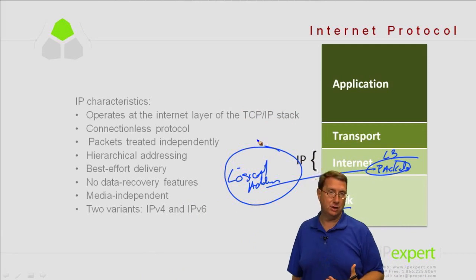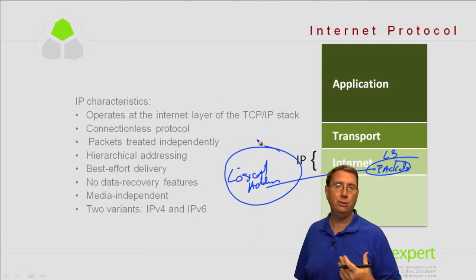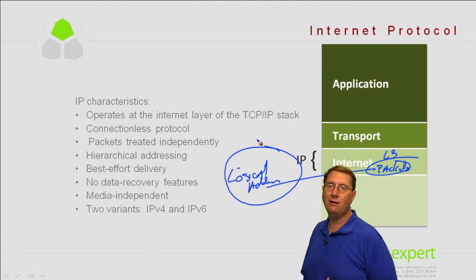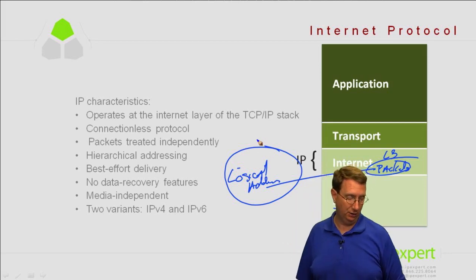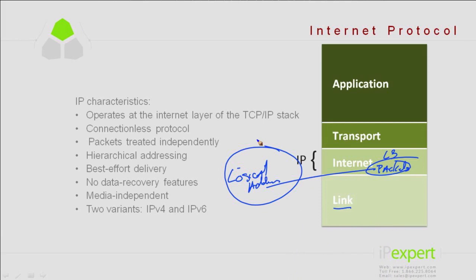Now, when we look at how this goes into place, we need to understand that there's a number of characteristics associated with our IP protocol traffic. Of these, we have quite a few listed here on the presentation. Let's look at those. First of all, the IP traffic is going to operate at the internet layer of the TCP/IP stack. So again, right here, just to illustrate that point.